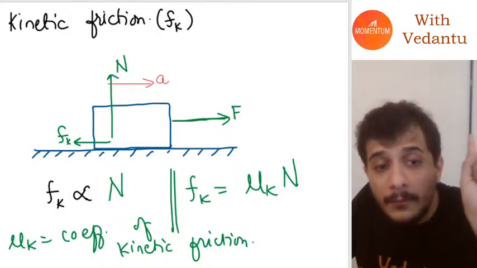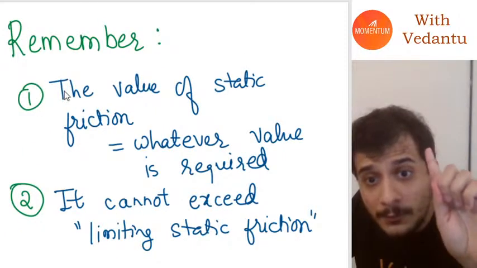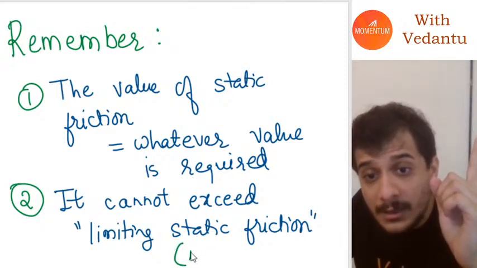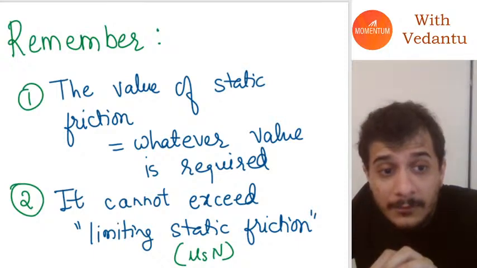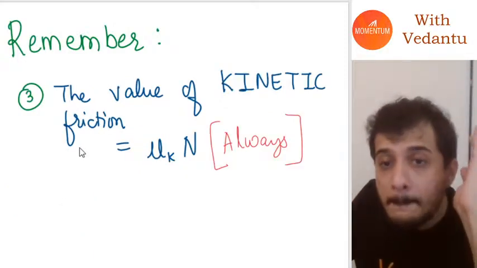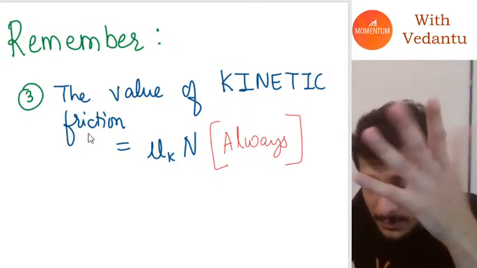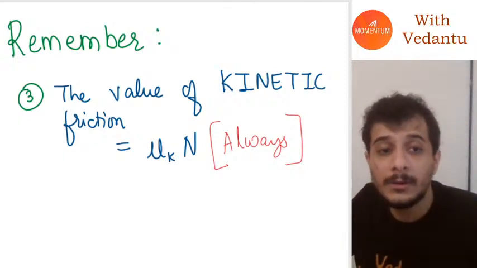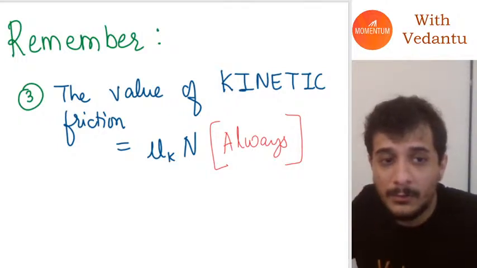Now, guys, remember this. The value of static friction is always whatever is required, which cannot exceed mu s into N. But the value of kinetic friction is always mu k into N. The static friction value can vary, but the value of kinetic friction is always mu k into N. Based on this, let's try to solve this question.